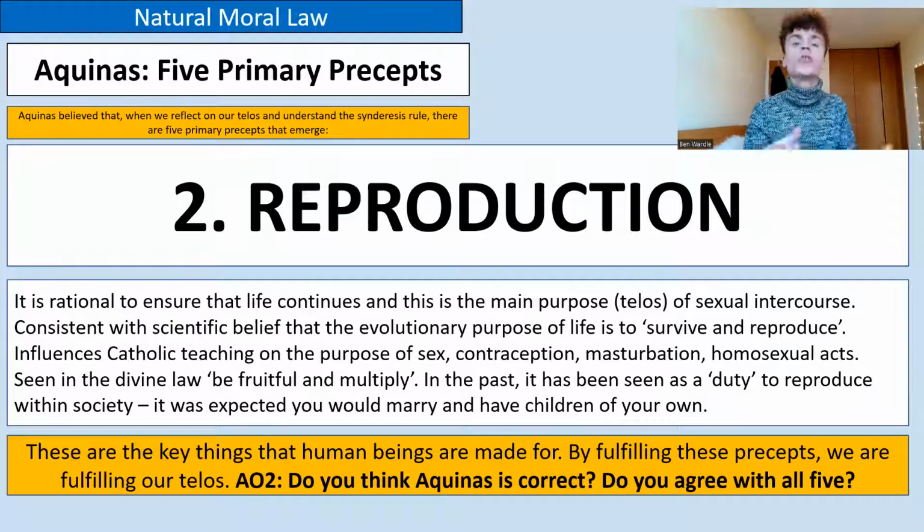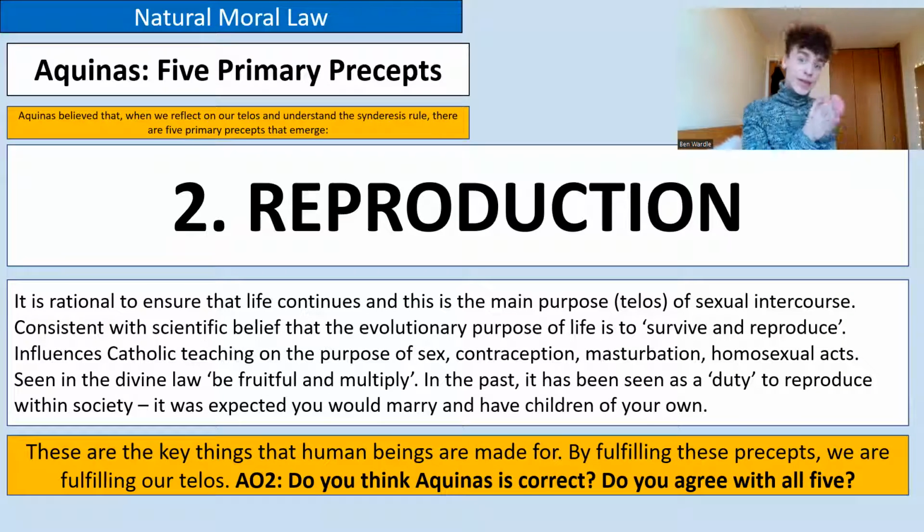Aquinas goes into some detail about why masturbation is wrong, because the emission of semen, excuse me, should only take place when there is potential for life to be created. That is how important reproduction is and how closely it is linked to sex acts in Catholic moral thinking. It is, of course, seen in the divine law, where we see in Genesis, you should be fruitful and multiply. And obviously, we see it in teachings against homosexual acts, for example, in the letters of St. Paul or in Leviticus. In the past, it has been seen as a duty to reproduce within society. It has been seen as an expectation that you will marry and have children of your own.